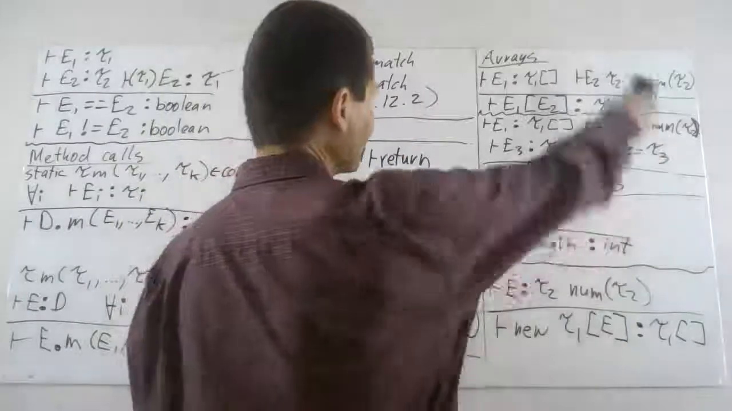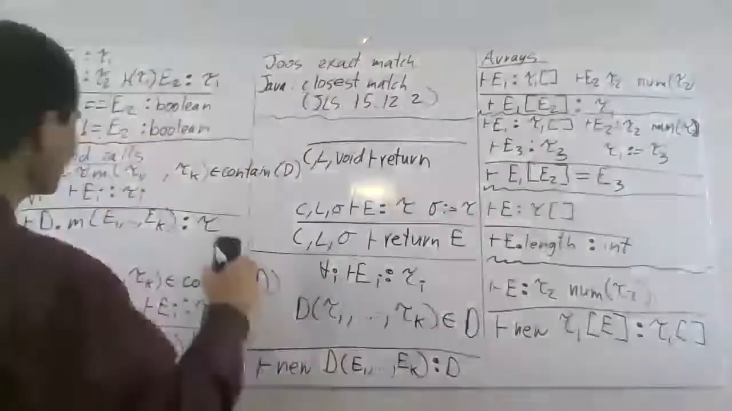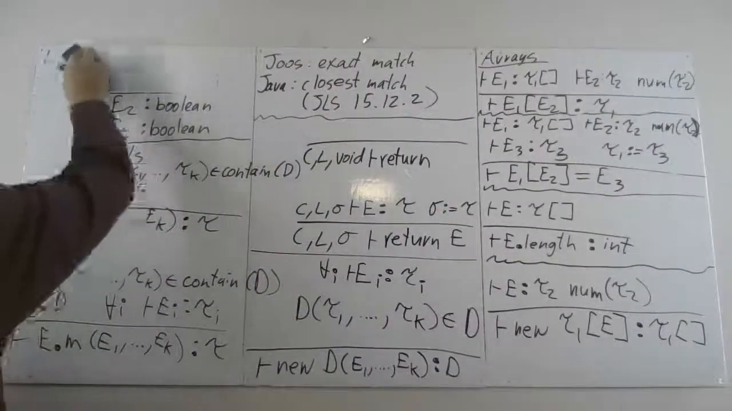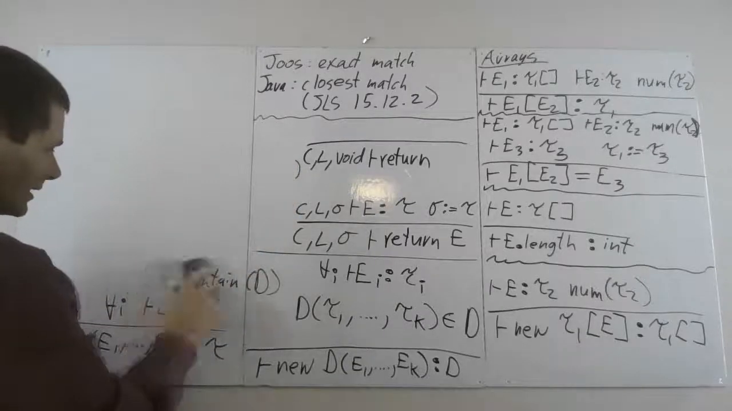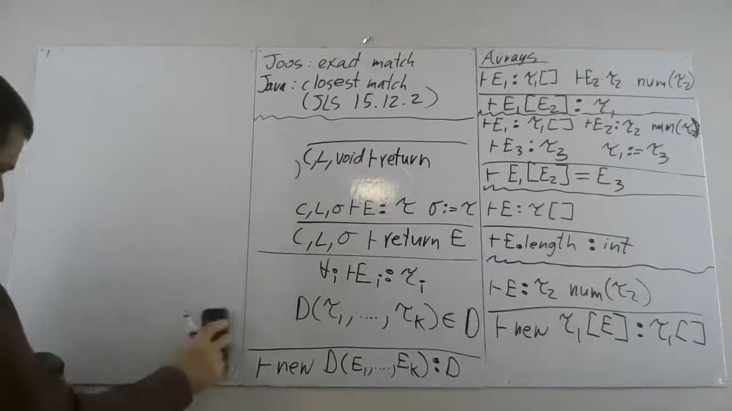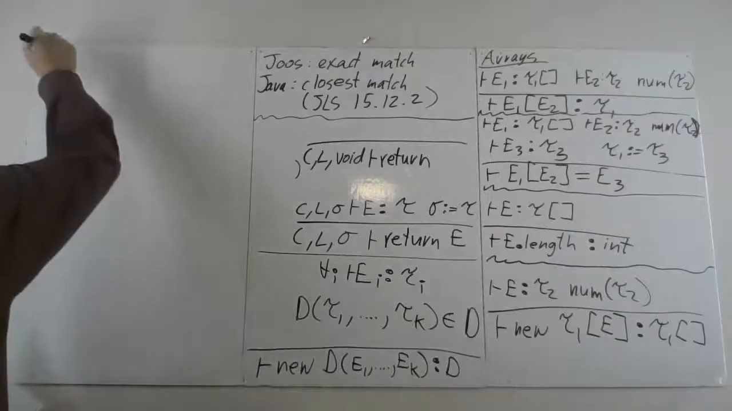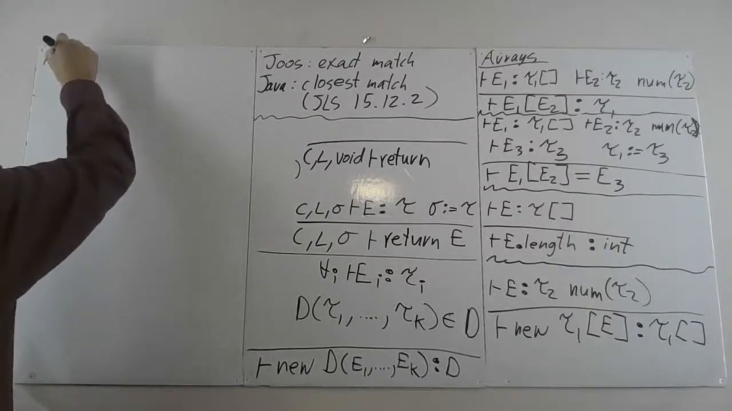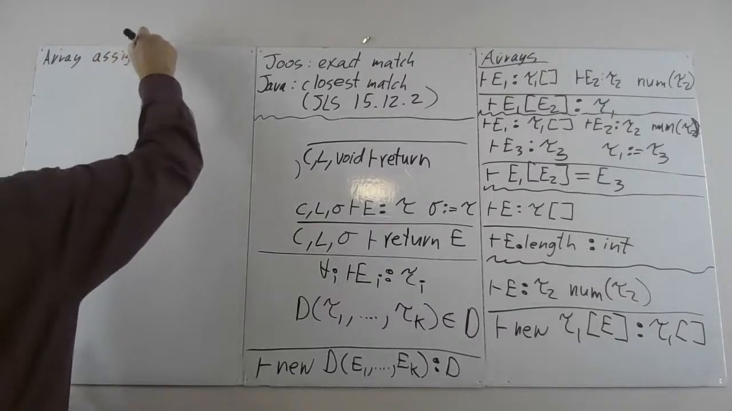So okay, all of these are straightforward. So why am I saying that arrays are bad? They go a little bit weird when it comes to assignability. So, array assignability.